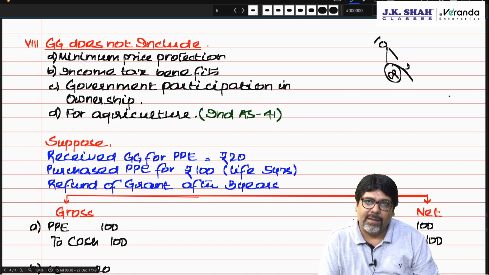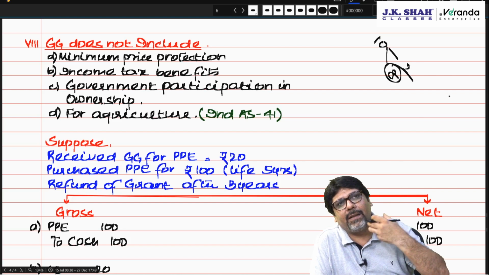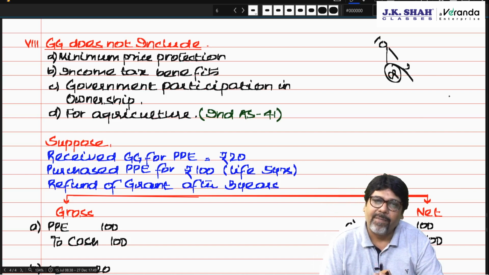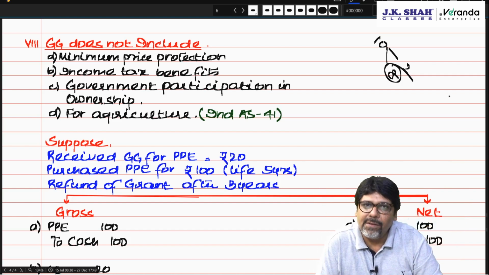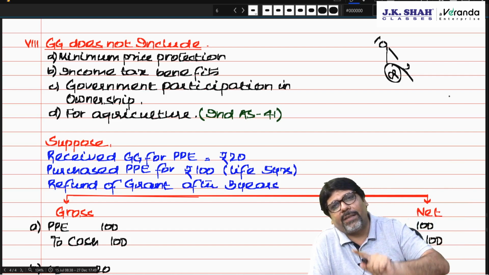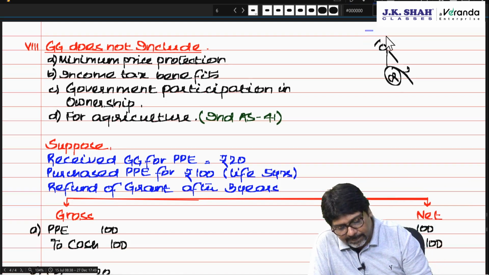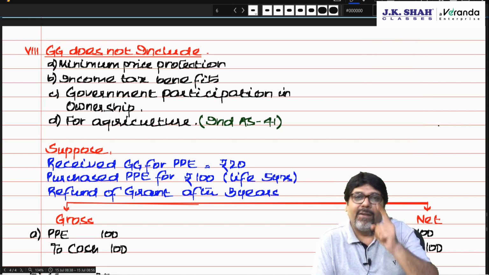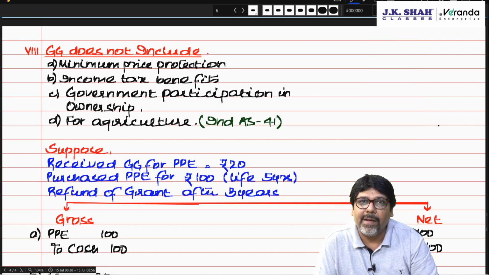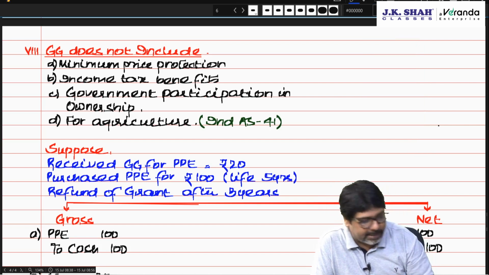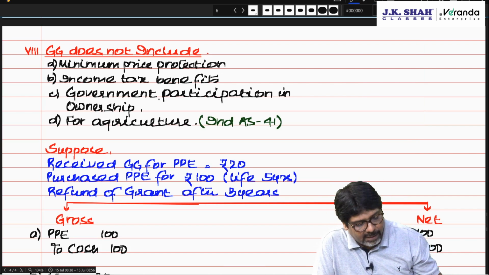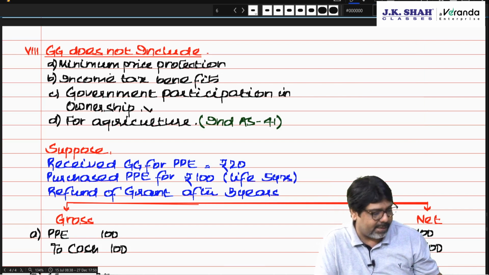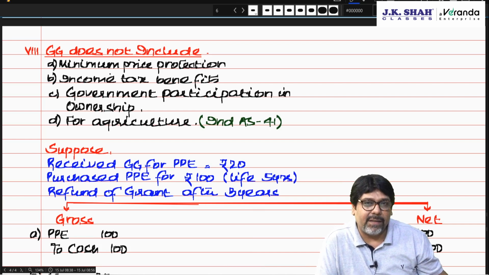Price protection, like the COVID vaccine, we got it free, but government would have paid money to the vaccine companies. So that was a price protection given to vaccine companies. Similarly, rice at 1 rupee, so who is paying the remaining money to the farmers? Government. That is price protection. Income tax benefit. Special economic zones. Government participation in ownership.